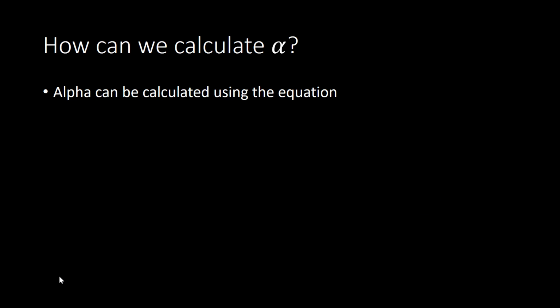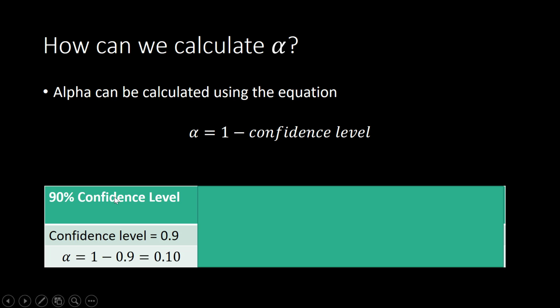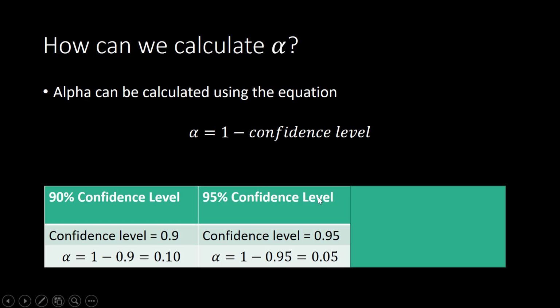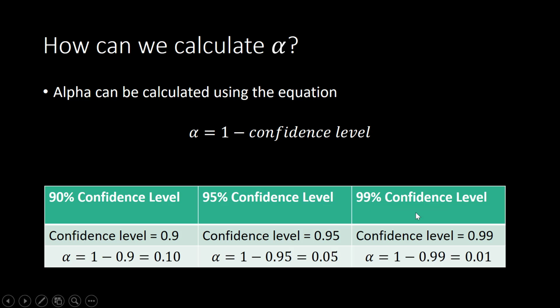How can we calculate alpha? We can calculate it using the equation alpha equals 1 minus the confidence level. So let's look at a 90% confidence level. First, we need to convert this percent to a decimal, 0.9. Then we find that alpha is 1 minus 0.9, which is 0.10. So alpha is 0.10. What about a 95% confidence level? Again, we take the percent, convert it to a decimal, and subtract that from 1. So in this case, our alpha is 5%. Likewise, if we had a 99% confidence level, we would have 1 minus 0.99, so alpha would be 0.01. These are the three most common confidence levels used in many statistics problems.